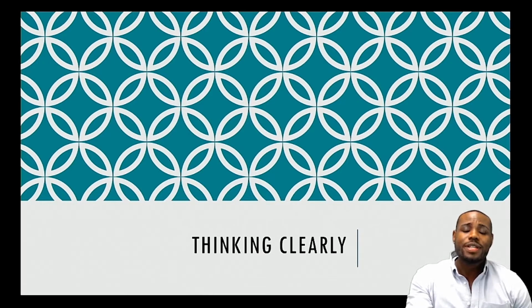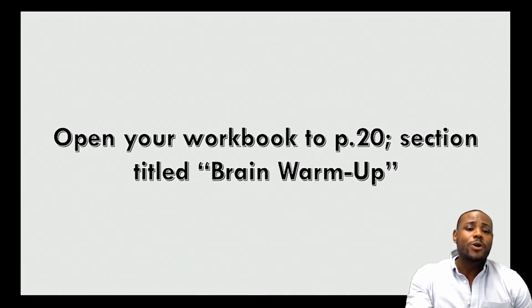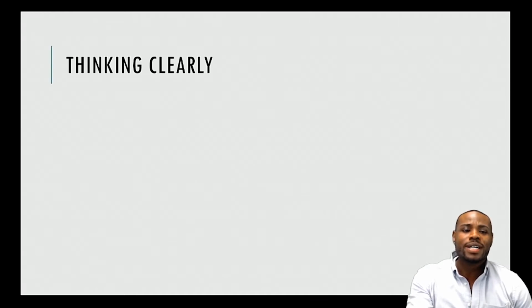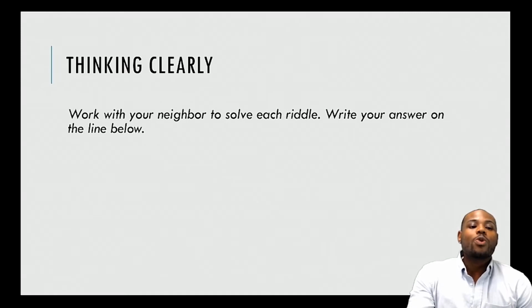We're going to talk about thinking clearly. Go ahead and open your workbooks to page 20, section titled Brain Warm Up. So in order to think clearly, you got to warm up your brain, right? So what you are going to do is work with your neighbor to solve each riddle. Write your answer on the line provided. To make sure that you understand, we're going to do the first one together, a practice round like always.